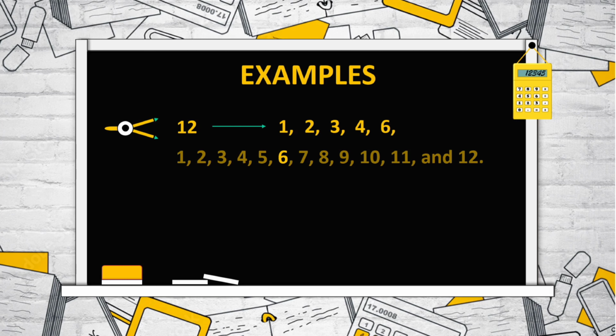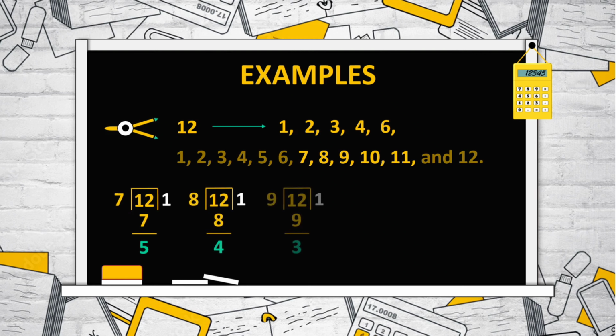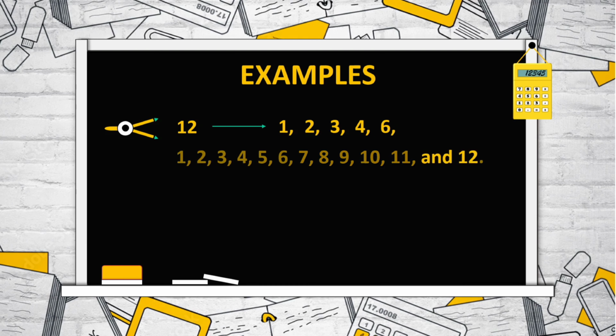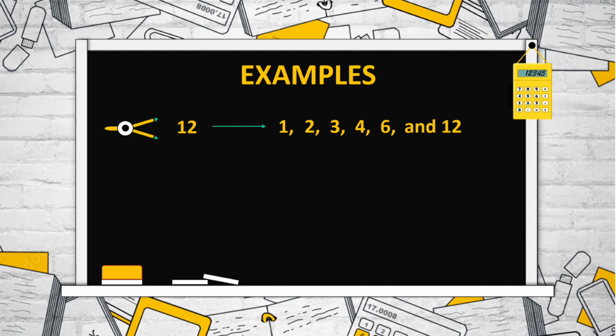When we talk about 7, 8, 9, 10 and 11, ये सब कोई ना कोई रिमाइंडर देते हैं, तो इसीलिए इनमें से कोई भी 12 का फैक्टर नहीं होगा. At last we have 12, which is a factor of 12. So these are the factors of 12.